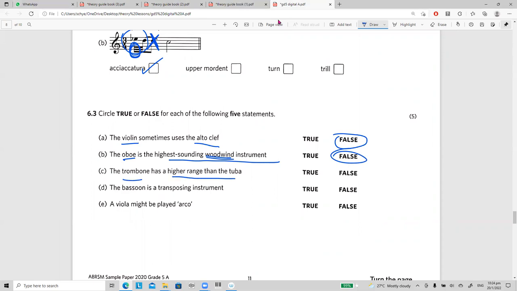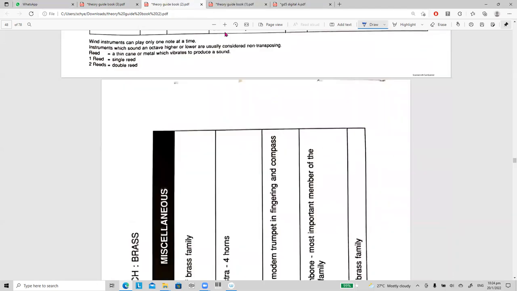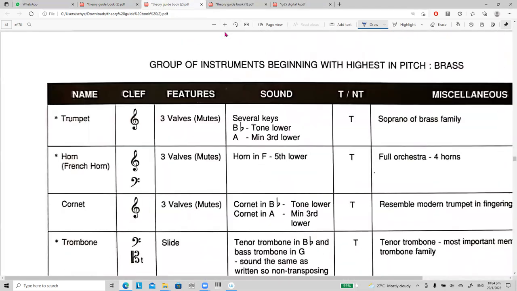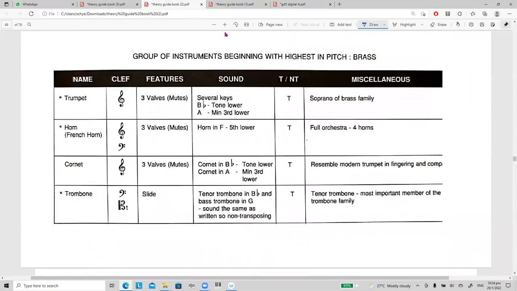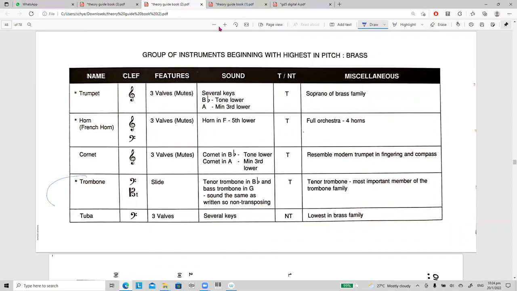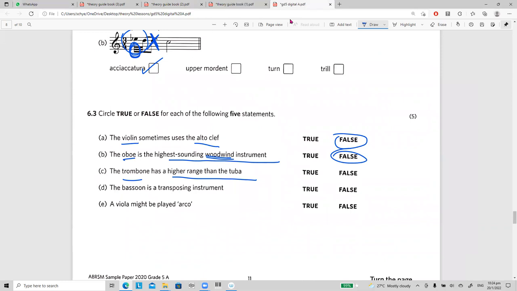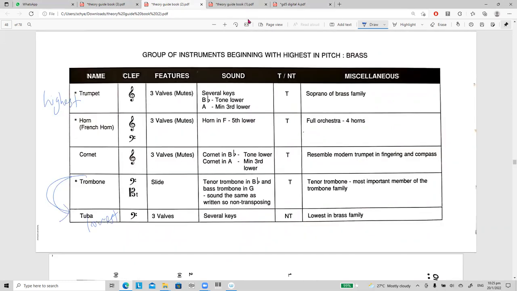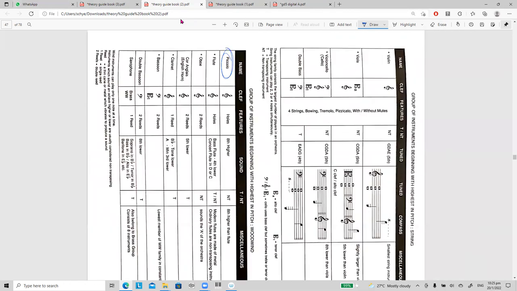The trombone has a higher range than the tuba. Okay, go back to the trombone, it is under the brass section. So brass section is here. Yeah, trombone is higher than tuba. This is the highest and tuba is the lowest. So trombone is higher than tuba. So this is true. Bassoon is a transposing instrument. False. Bassoon is not a transposing instrument.